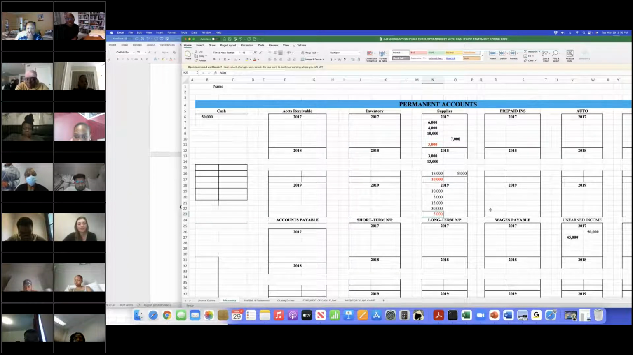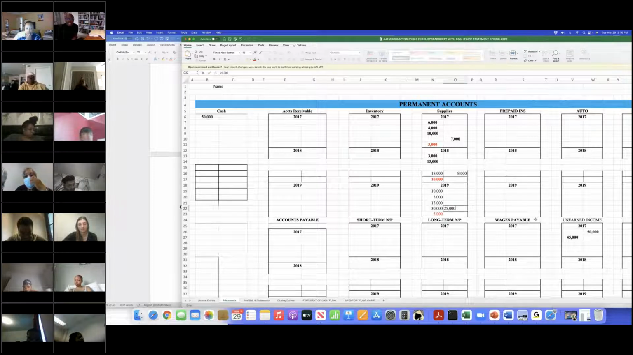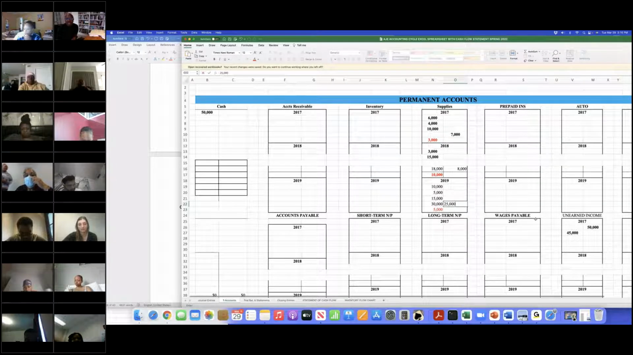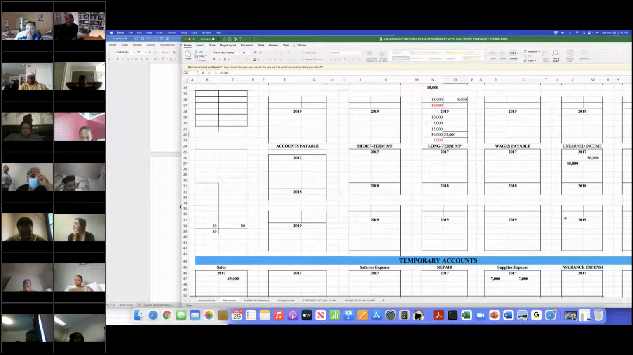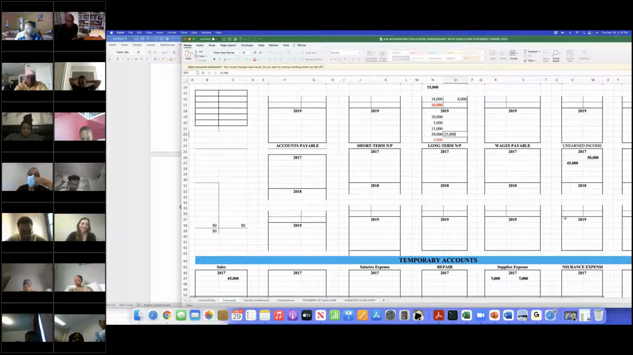Subtract the 30,000 from 5,000. So the 25,000, which is the expense for that next year, is simply the difference between what we had and the ending balance. And so that would be in 2019, 25,000.